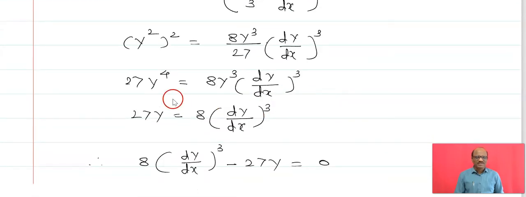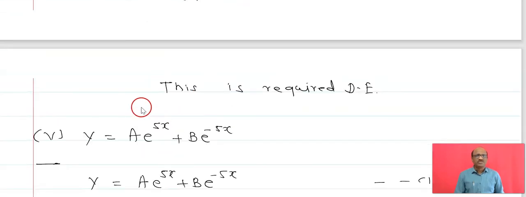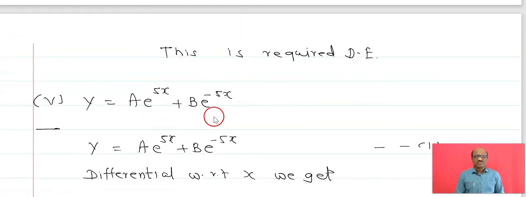And if you simplify it, then you will get y square and bracket square, you will get y raised to 4. That is 27 y raised to 4 equals 8 into y cube in bracket complete dy by dx bracket cube. Now on both sides divide by y cube. Then you will get 27y equals 8 into (dy by dx) bracket cube. Therefore, 8 into (dy by dx) cube minus 27y equals 0. This is the required differential equation.